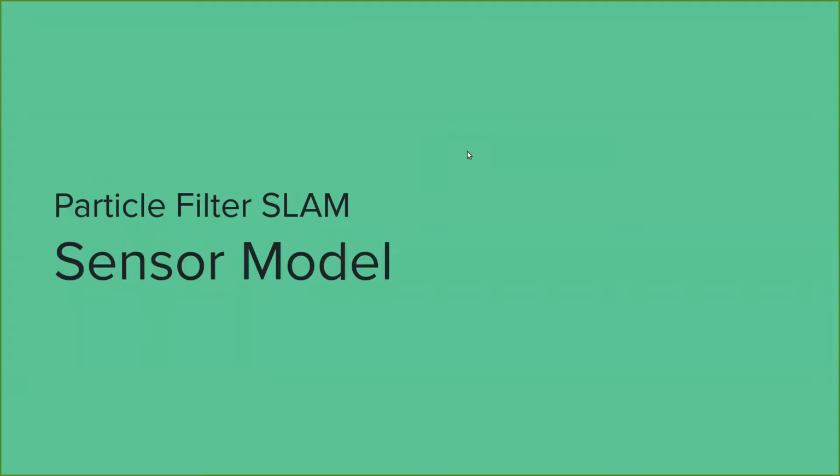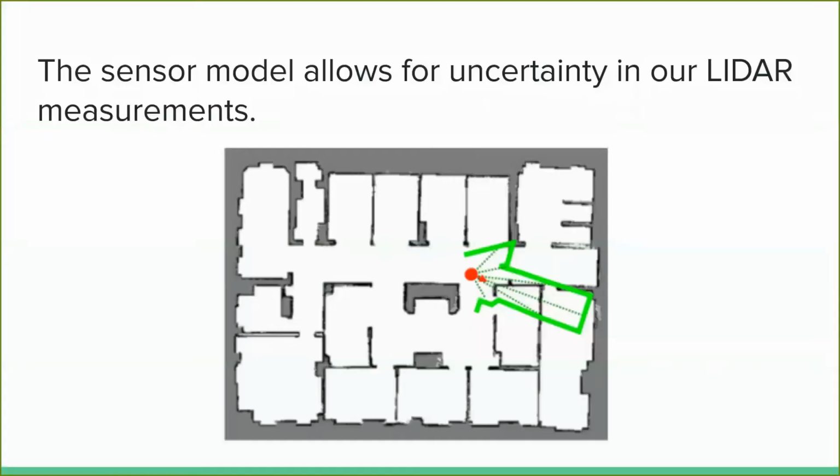Thanks, Gongyi. So the purpose of the sensor model is to account for any uncertainty in our LiDAR measurements when the robot's trying to localize in a known map. When the model receives a list of particles, its goal is to determine the probability that the simulated LiDAR scan for a given particle matches up with our actual LiDAR measurement. This will help us choose later on which particles are the most likely to be the robot's actual location.